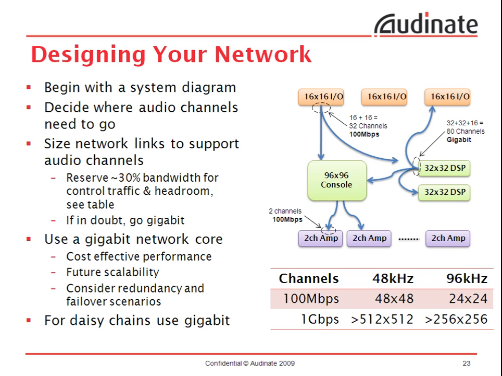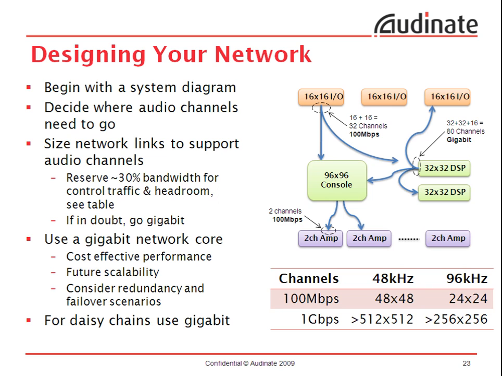In the table in the bottom right-hand side of the slide, you can see some conservative design numbers for the channel capacity of one single 100 megabit per second or gigabit link. Although Dante can support up to 64 by 64 channels on a 100 megabit per second link, we have conservatively reserved 30% of the link bandwidth for control and monitoring traffic, like metering, and for headroom. That gives us a comfortable 48 by 48 channels on the link.